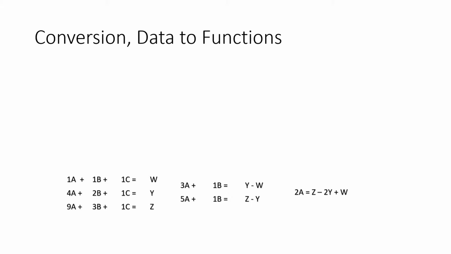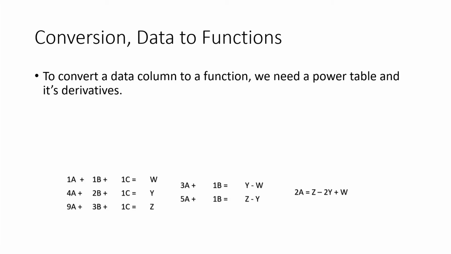We perform the same derivative step on each iteration of the function instead of summing the parts. This illustrates to us something more about the structure of functions. See how each level of the power pyramid cancels out the previous coefficients. This allows us to construct a function directly from data. To convert a data column to a function, we need this power table and its derivatives.